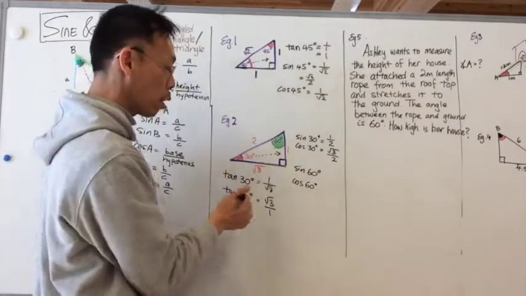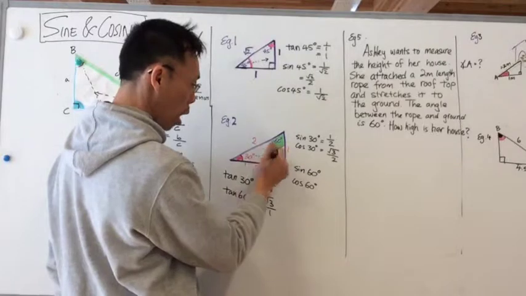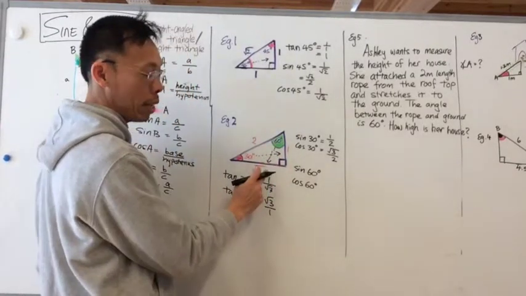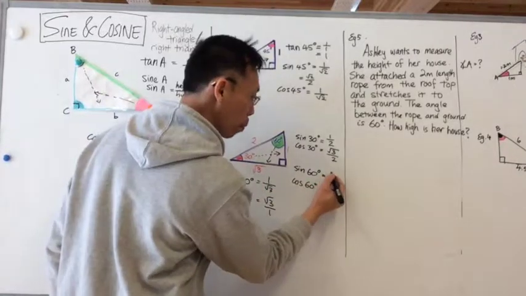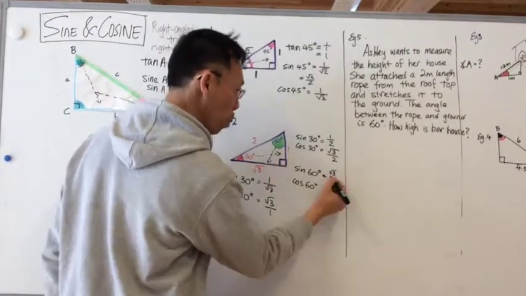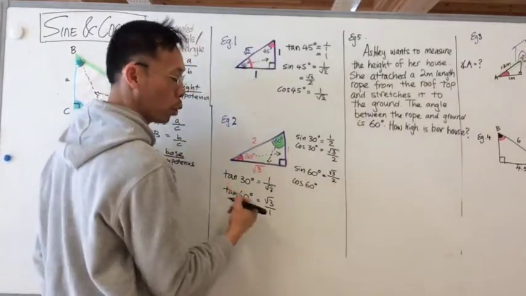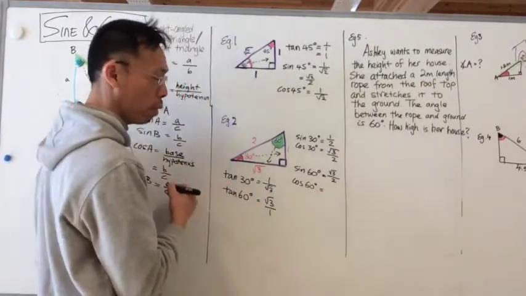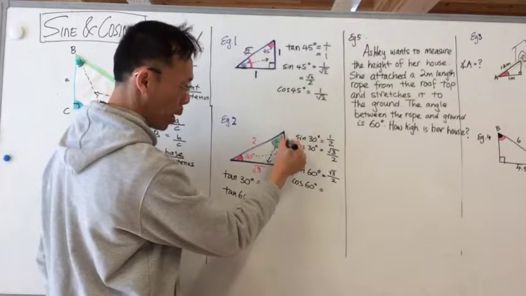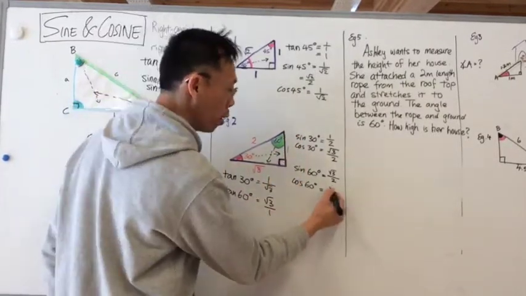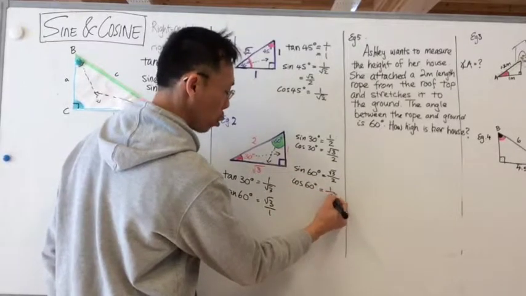Okay, sine 60 degree. 60 degrees here. With respect to 60 degree, where is the opposite or the height? The height here is square root of 3. And the hypotenuse remains unchanged, 2. So square root of 3 over 2. And cosine 60 is the base with respect to 60. Where's the base? The base is here, 1. And the hypotenuse is 2.